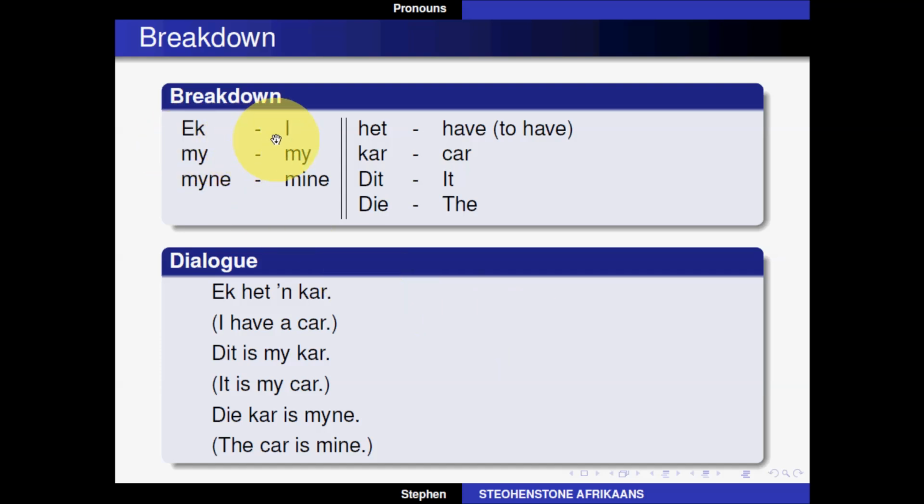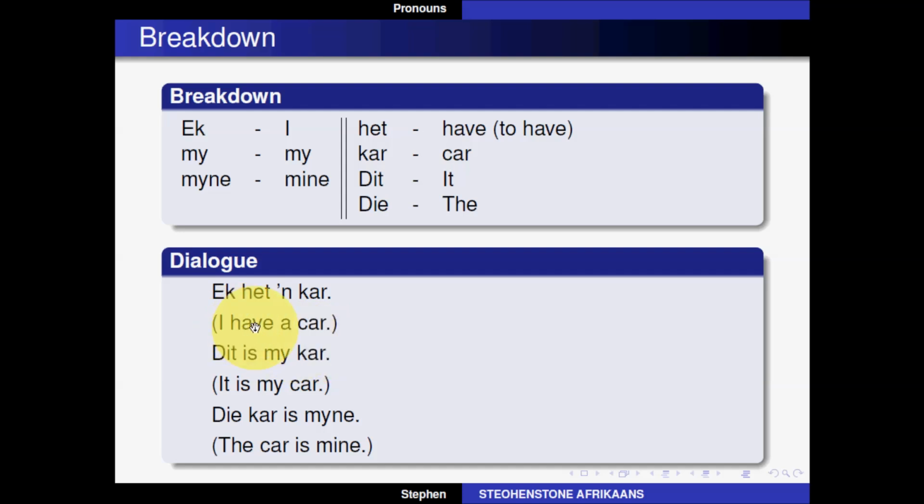Ek means I. My means my. Myne means mine. Het, we've seen this word before. It's the word for have or to have. Kar means car. That's a pretty easy one. Dit means it. Die means the. So the sentence that says ek het 'n kar, word for word, translates to I have a car.